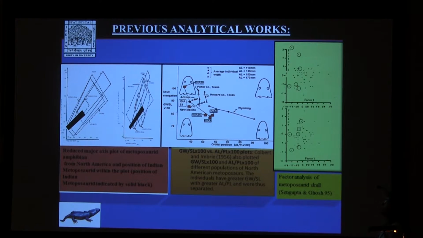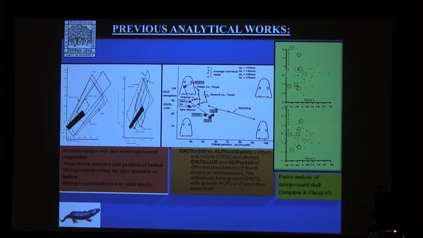Taking into account all the confusion, various previous workers tried to use basic morphometric steps. Colbert and Imbrie used a reduced major axis plot, taking into account the skull length and width, and the antorbital length and post-orbital length of the North American forms. Later we superimposed the black one, the Indian form, on the same plot, and the results show that the Indian forms overlap. That means these two characters are also variable. Though there is uniqueness, it is too little. The overlap is quite great.